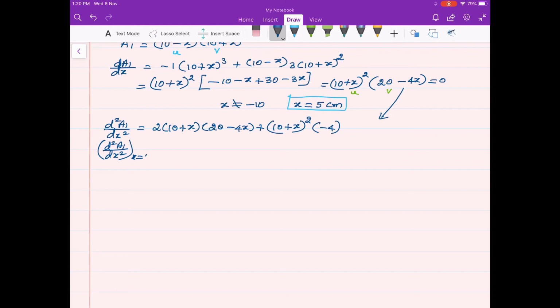Let us plug in the value 5 for x. The first term becomes 0. The second term is 15 square minus 4, which will be negative. Therefore, A1 is maximized when x is equal to 5 centimeters. If A1 is maximized, A will be maximized.